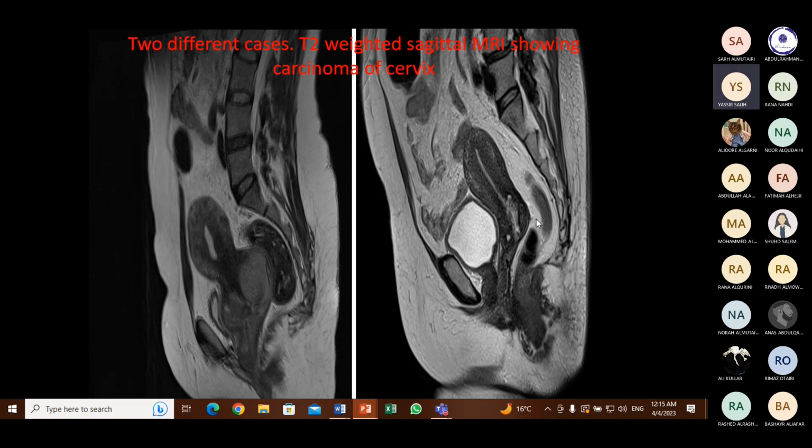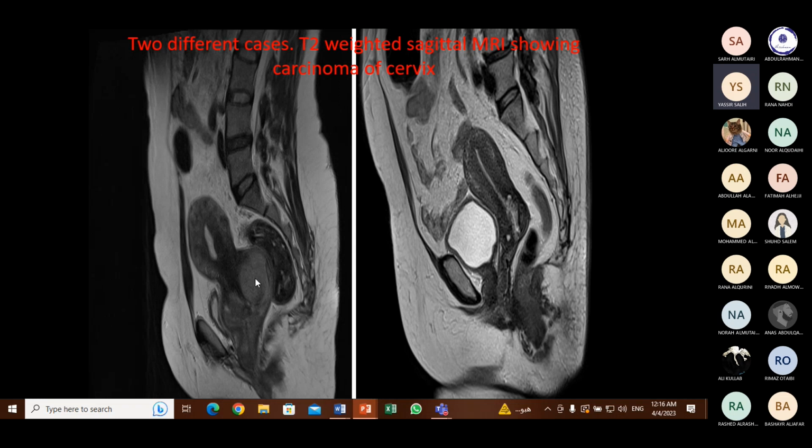If you look at this area you can see there is a lesion here in the cervix. In the cervix there is a hyperintense lesion. Although it is small, there is a hyperintense lesion. In this patient you have to exclude carcinoma of the cervix. And in the other one, also an MRI, T2 as you can see, you can also see this lesion in the cervix. This is the fundus, this is the endometrium and myometrium, and this is a cervical lesion adjacent to the rectum.